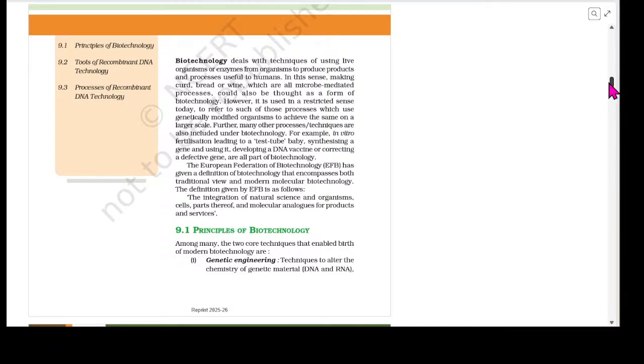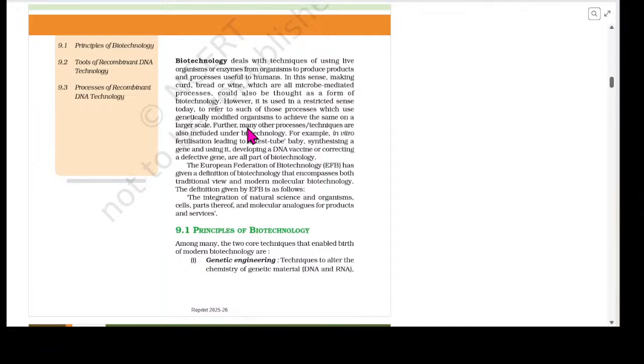Biotechnology deals with techniques of using live organisms or enzymes from organisms to produce products and processes useful to humans. In this sense, making curd, bread, or wine, which are all micro-mediated processes, could also be thought of as a form of biotechnology. However, it is used in a restricted sense today to refer to such of those processes which use genetically modified organisms to achieve the same on a larger scale.